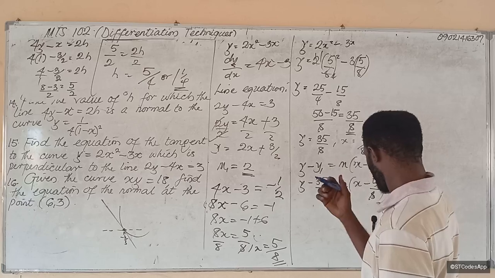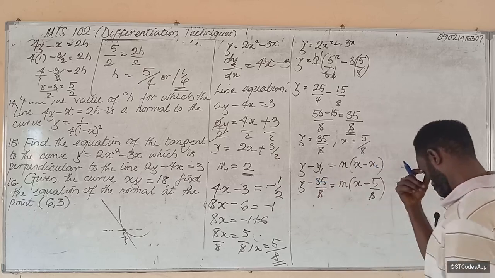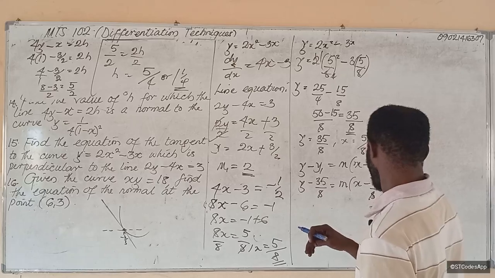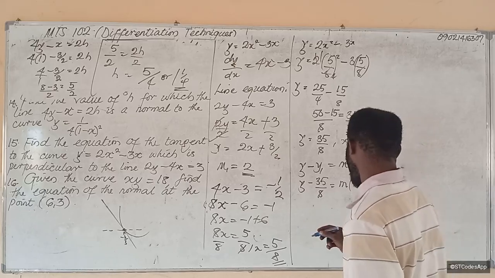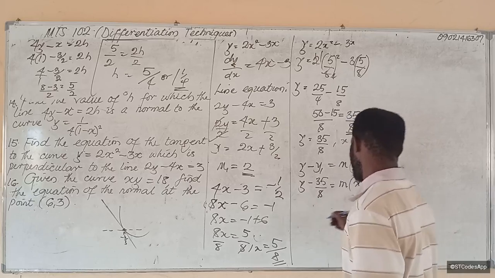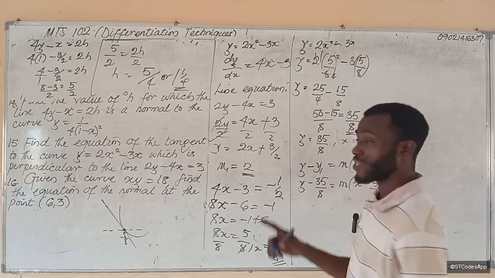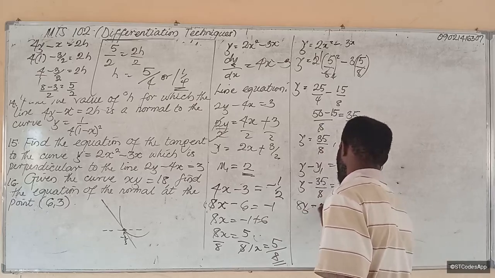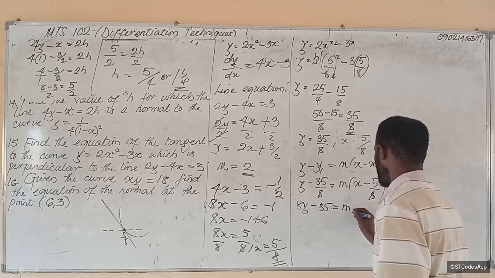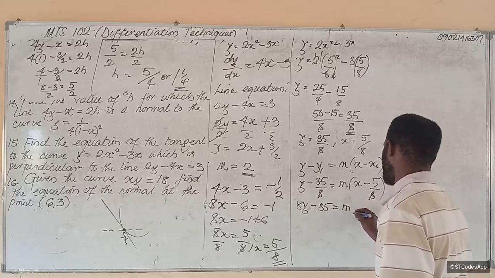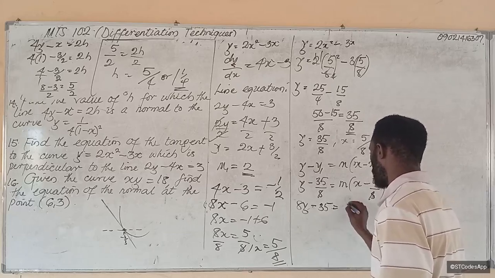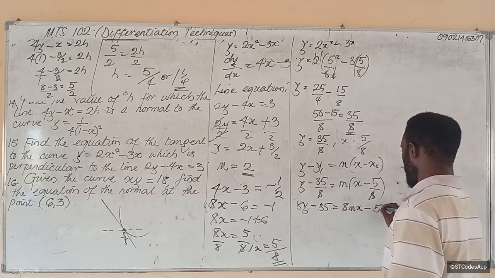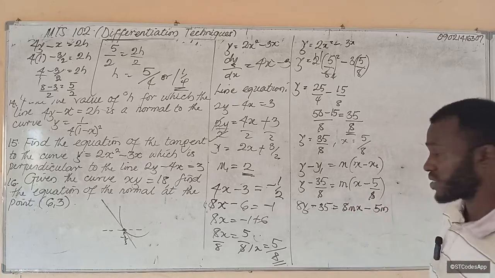So what do you do here? What you will do is multiply through by 8. So we have 8y minus 35 is equal to 8mx, and by the time I multiply everything here, minus 5m. I hope this is clear.